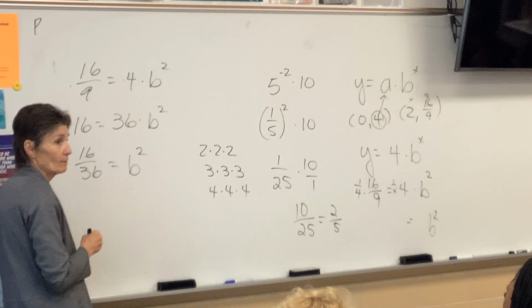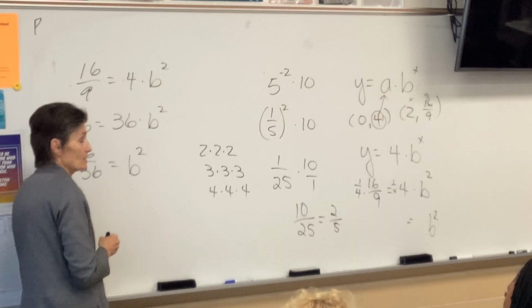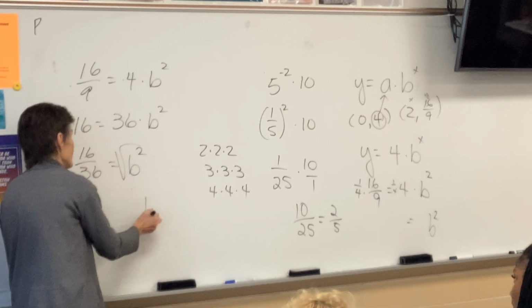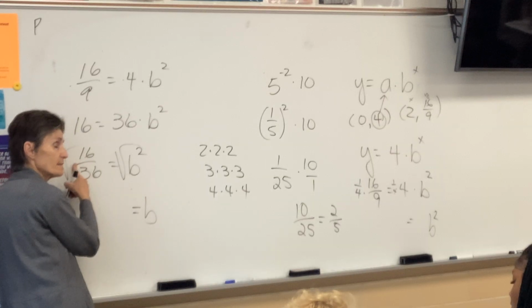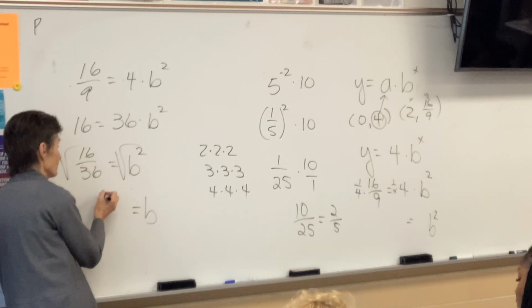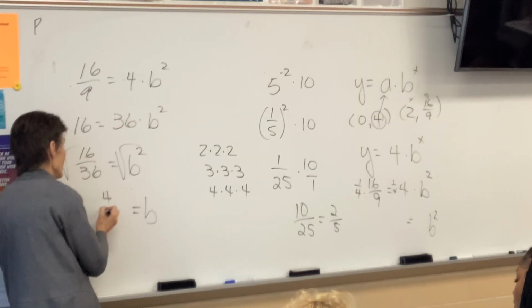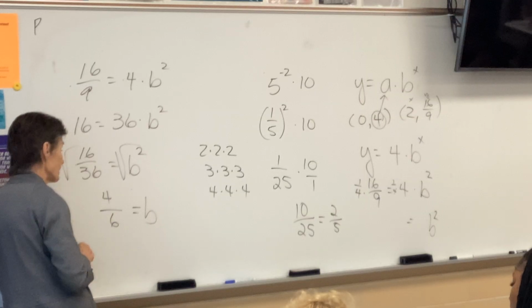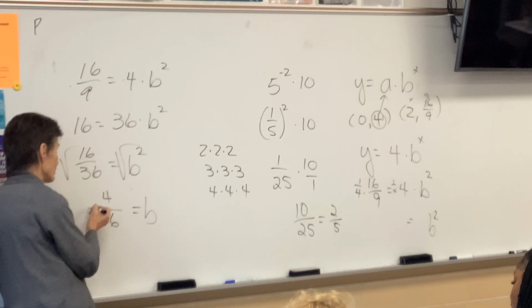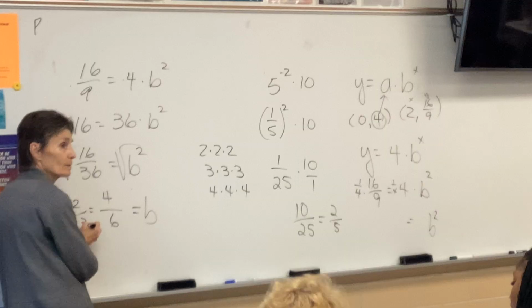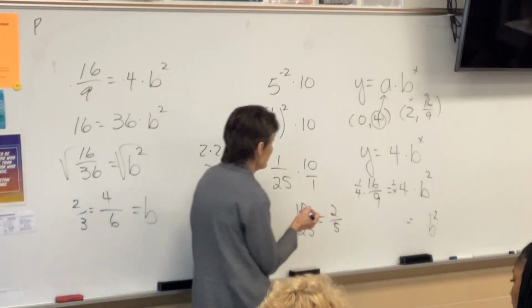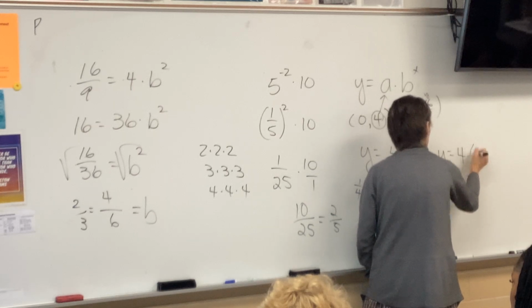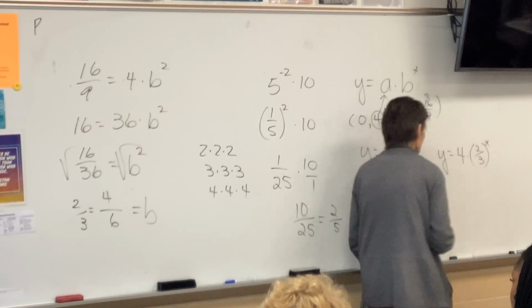I don't want B squared, I want B. So what am I going to do to get B? Square root of both sides. So B equals the square root of 16 over the square root of 36, 4/6. Now that actually does reduce to 2/3. So coming back over here, my answer is Y equals 4 times 2/3 to the X.